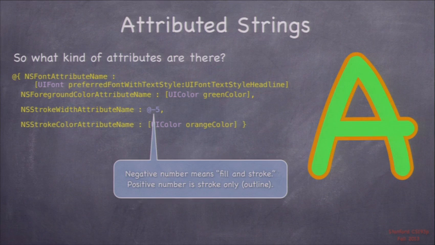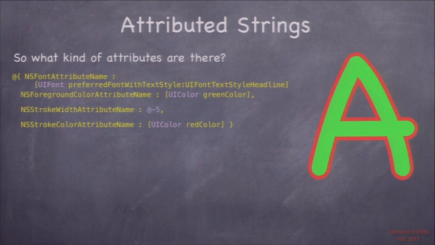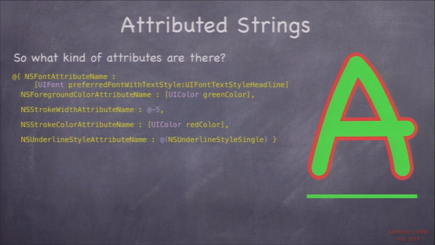There's also stroke width attribute and stroke color. The width attribute, pay attention to this because you'll need this probably for your homework. It's an NSNumber. If it's a negative NSNumber, then that means fill the glyph, the A, fill it and stroke around the edge. If it's a positive number, it means just do the stroke around the edge and the middle is transparent. What else can we have? Underline style attribute name. So that's an NSNumber that has an enum, one of NSUnderlineStyleSingle or Double, or there's also NSUnderlineStyleNone. That would be no underlining.